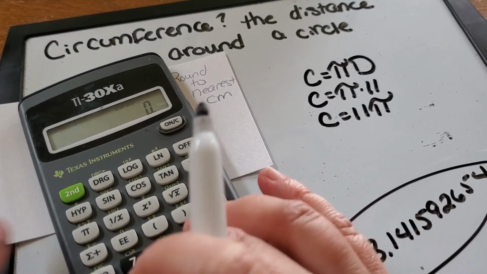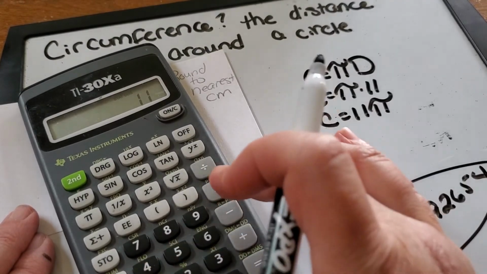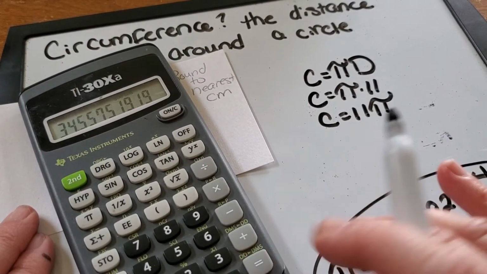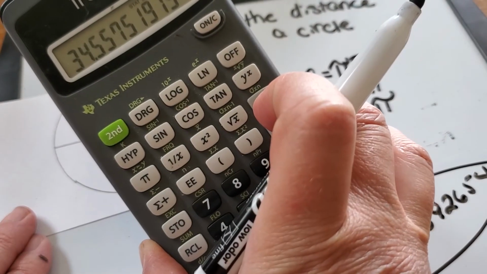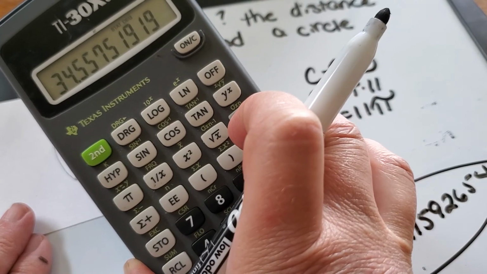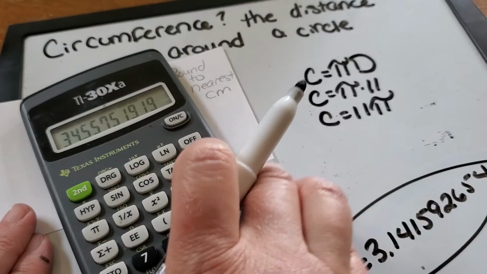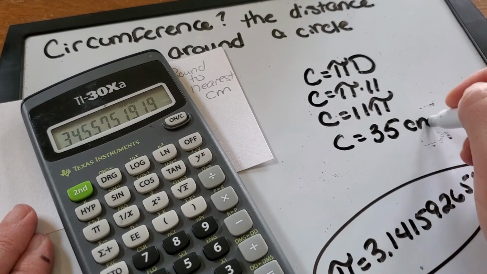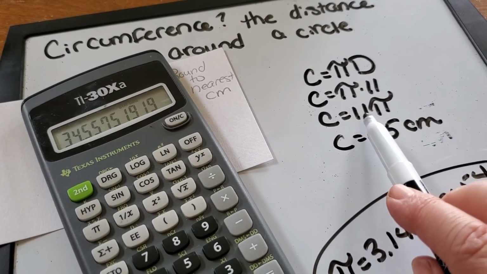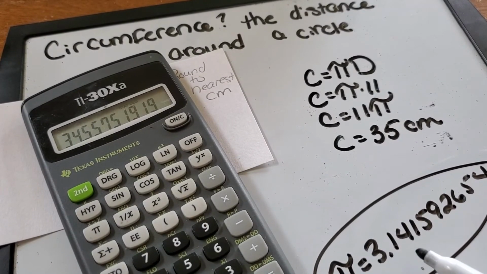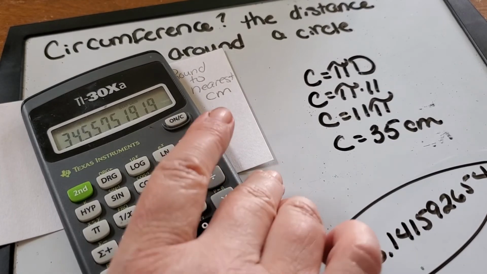So again, take your calculator, punch in 11 times pi. That's the pi number right there. Make sure you hit equals. And it's 34.557511919. Rounded to the nearest centimeter, or the nearest whole number, would be 35 centimeters. And again, if you don't have a pi button, you just type in 11 times 3.14159264. Let's do one more.